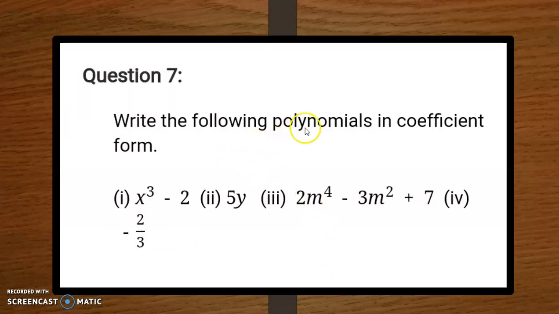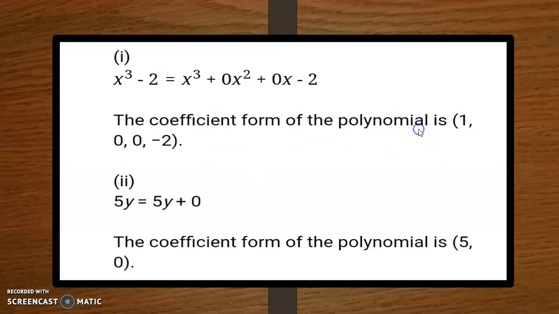Question 7. Write the polynomials in coefficient form.